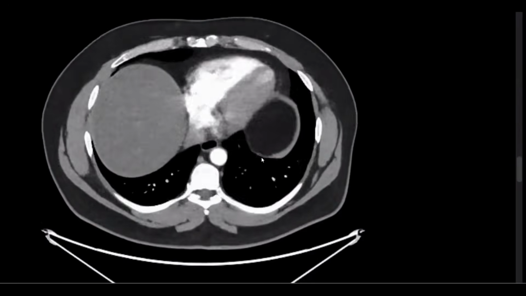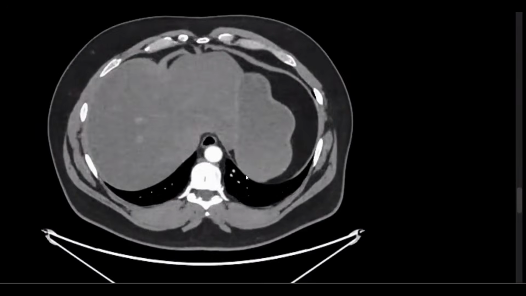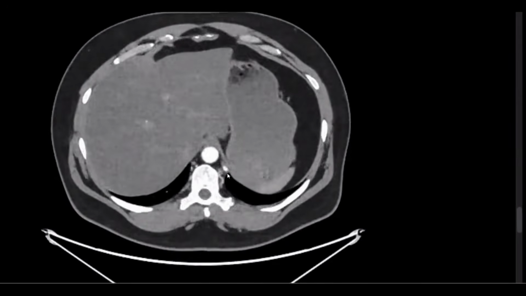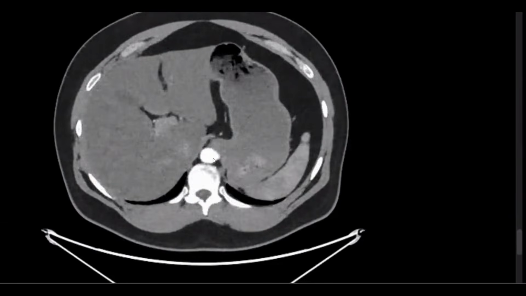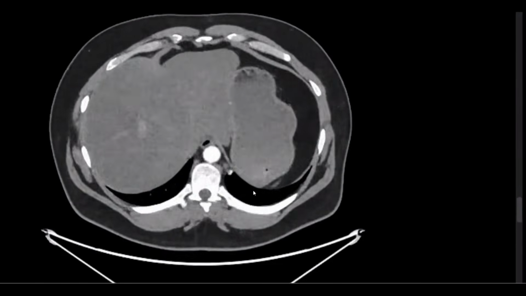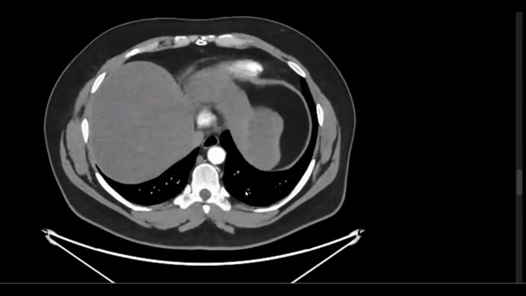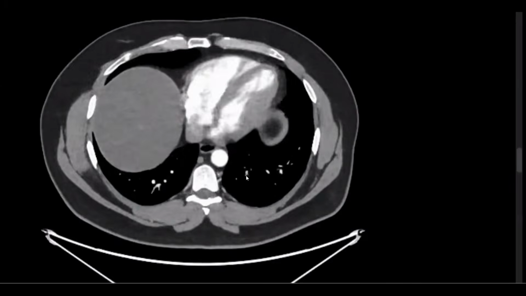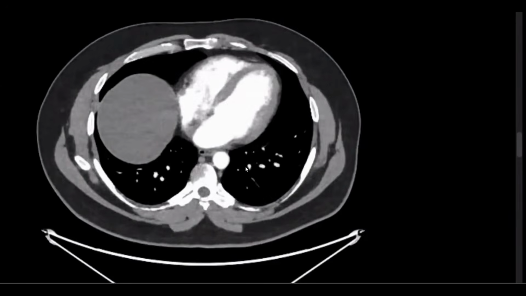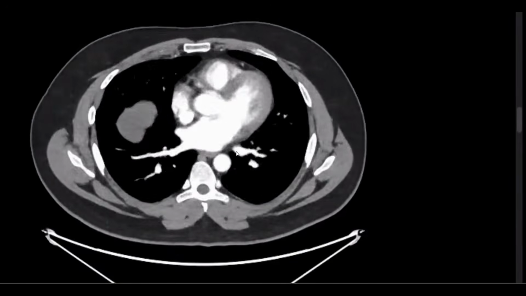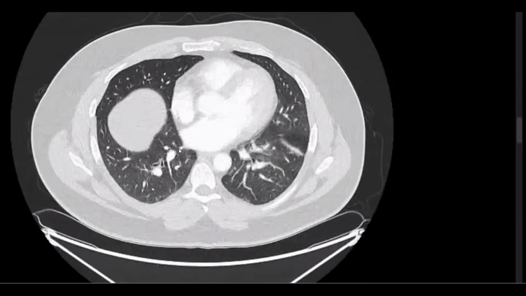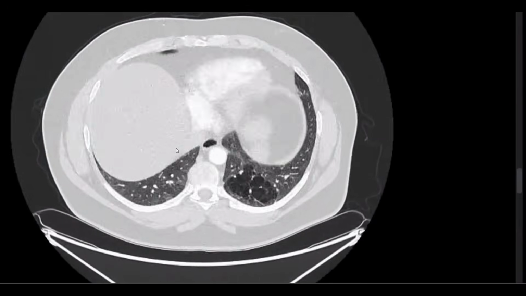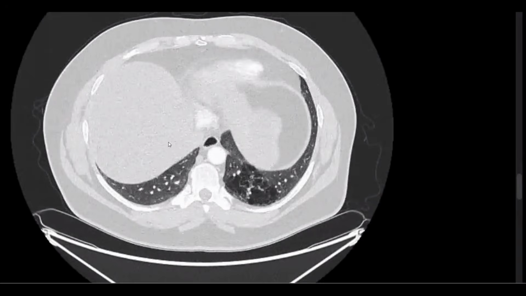Let's define what you said now. Look for the arterial supply. It's coming from the thoracic aorta. And the venous drainage, look for the venous drainage. It's draining into the pulmonary veins. You are right, it's an intralobar pulmonary sequestration. Yes, this one is considered intralobar.